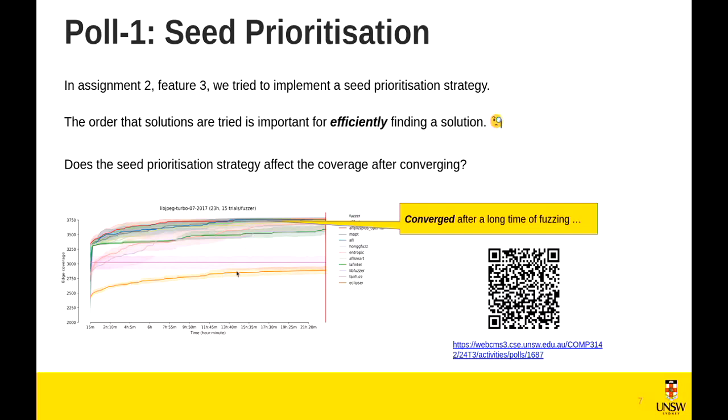And you may notice that there are some solid lines here, and there are some shadows around these lines. The solid line is the average value of coverage across multiple runs of fuzzing. Because fuzzing is a random process, it has some randomness. So if we want to get a reliable result, we have to run it multiple times and get the average value. This is actually how we will evaluate your fuzzer as well for assignment 2. We will run it 5 times and calculate the average. And the shadow means 95% confidence interval. It's a statistical thing, so you can ignore that.